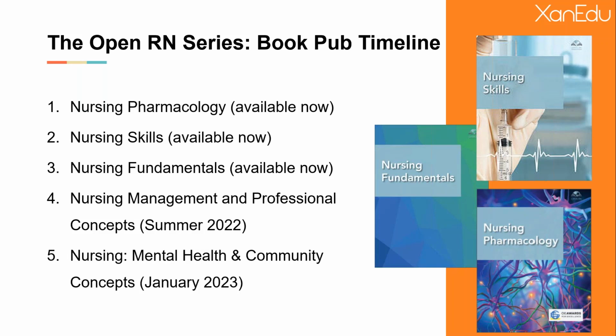For the OpenRN series, here is a book publishing timeline for you all. Nursing Pharmacology, Skills, and Fundamentals are all available now. Nursing Management and Professional Concepts is releasing this summer. It's almost ready. And the team is hard at work on the 5th book, Mental Health and Community Concepts, due in January of 2023. And this schedule holds true for Xanadu FlexEd courses as well.